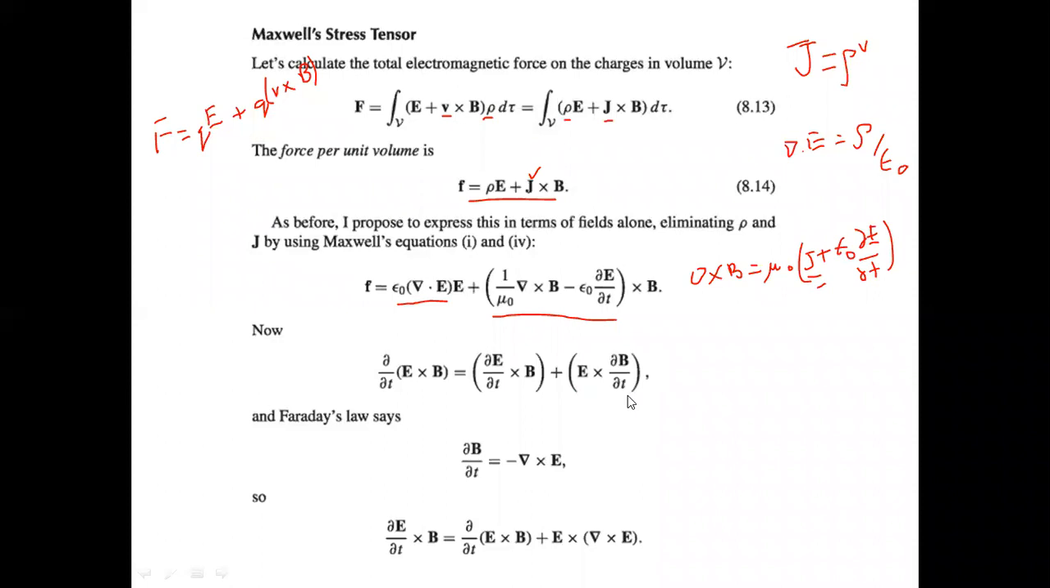Okay, so that's right. So we do that, and dB by dt can be written out as minus del cross E. This is from Faraday's law. So you can write out the partial derivative of B with respect to time as this expression. Okay, you can write it out as this expression.